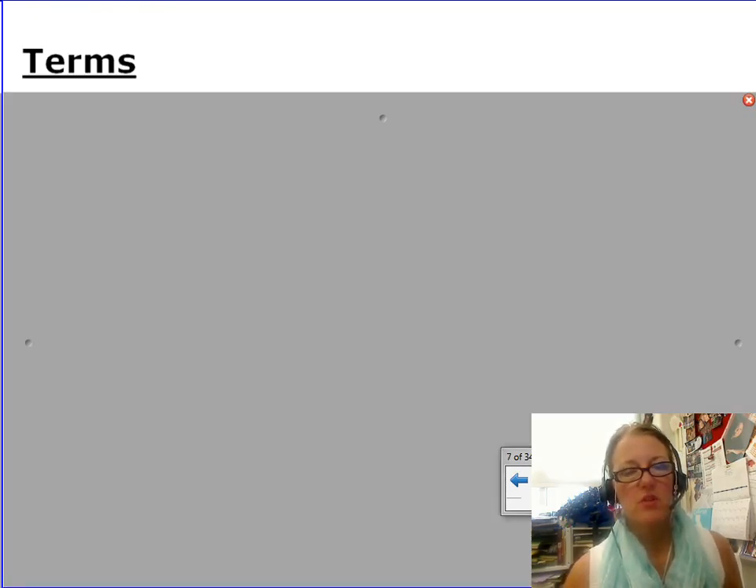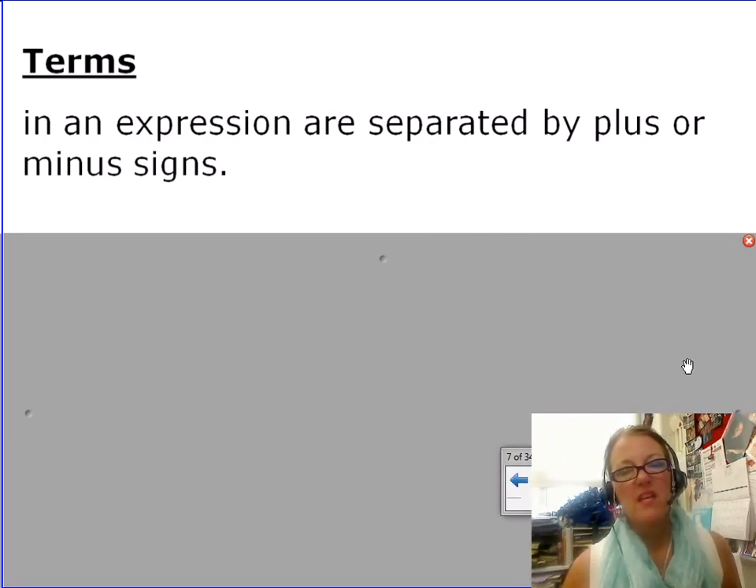Terms. So we should make sure we know exactly what we're talking about here. And what terms are, and I'm specifically talking in math and in an algebraic expression, or it could be a numerical expression too. These are the pieces or the items that are separated by an addition or a subtraction sign. So I write it here this way, separated by plus or minus signs. Okay, so it's in an expression.